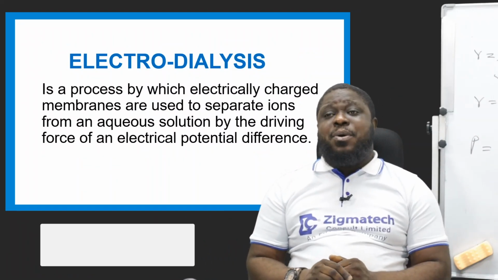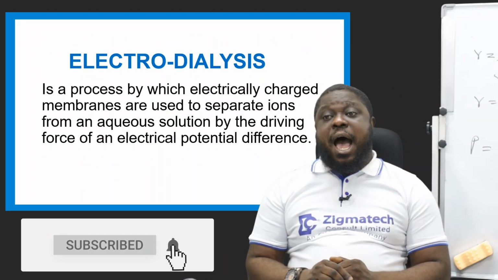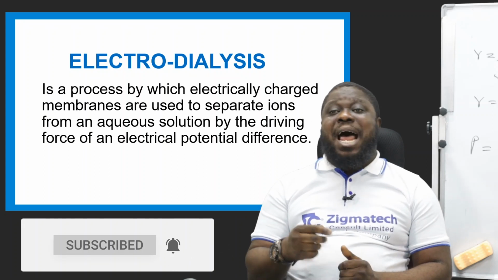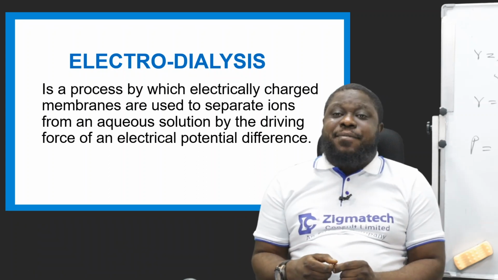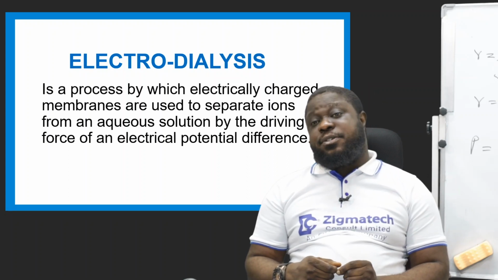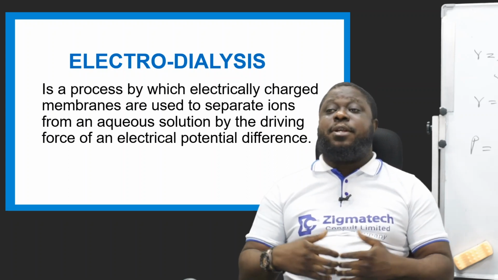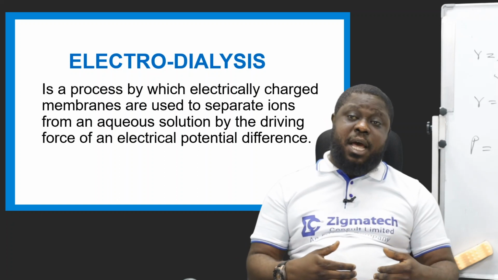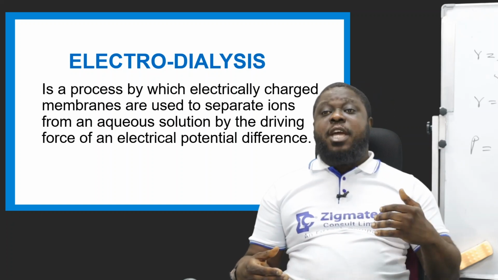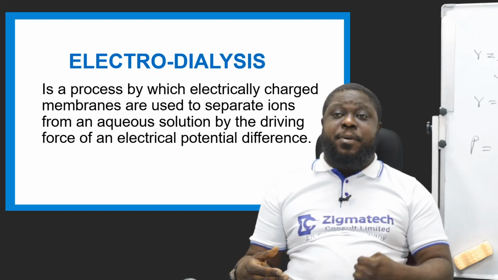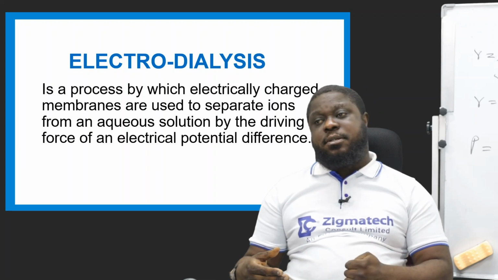Electrodialysis is a process by which electrical charge membranes are used to separate ions from an aqueous solution by the driving force of an electric potential difference. Aqueous solution, like I said, is the solution where the solvent is water. That's why we use salt and water. So this particular electrodialysis is the process by electrical charge membranes.